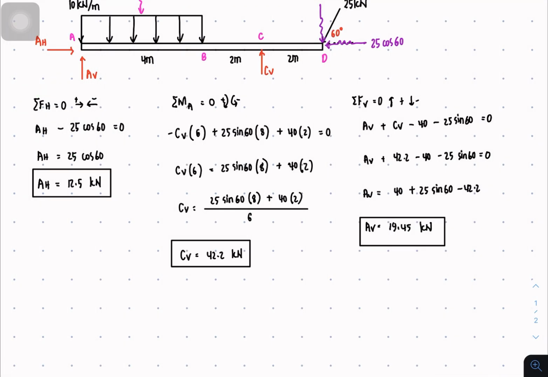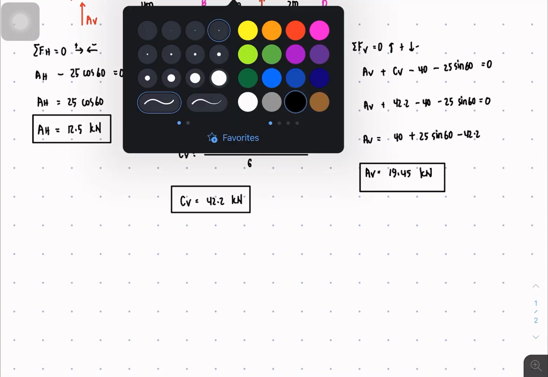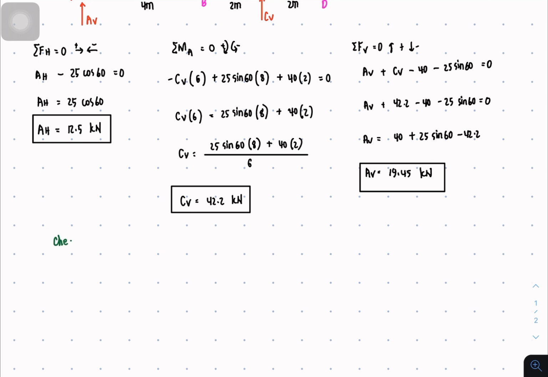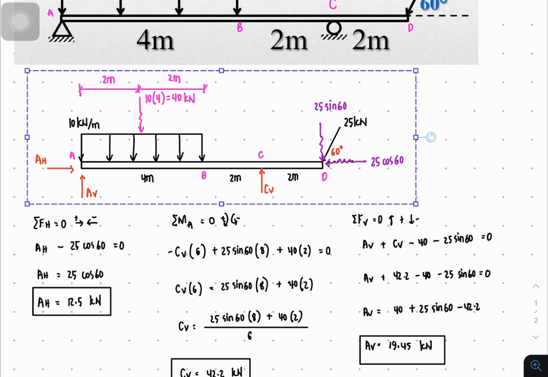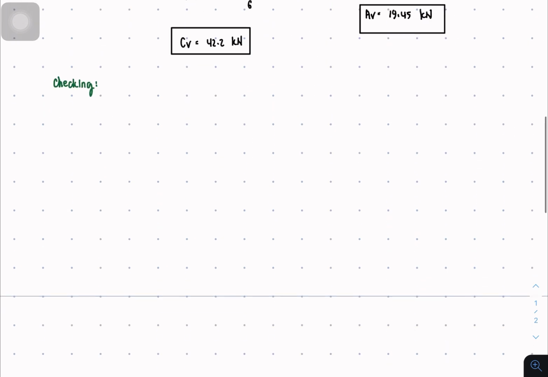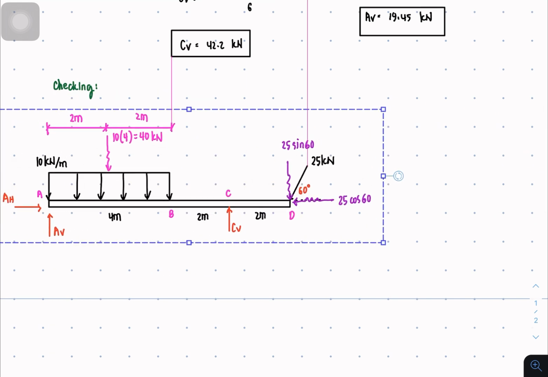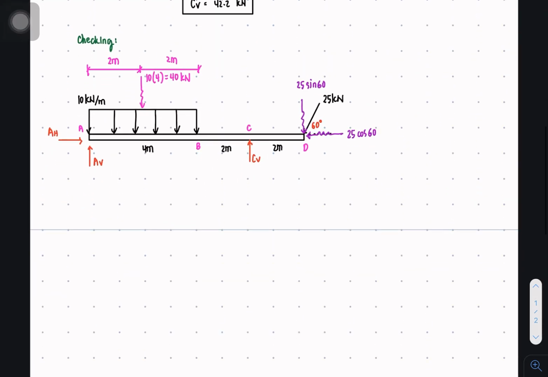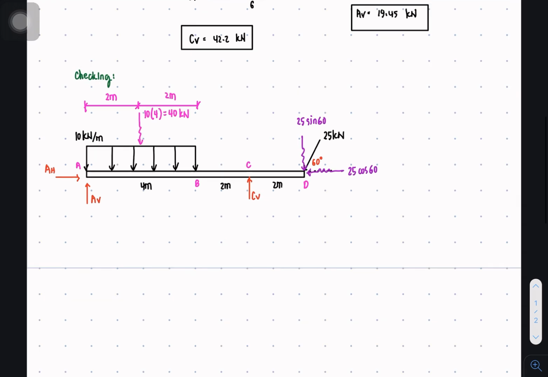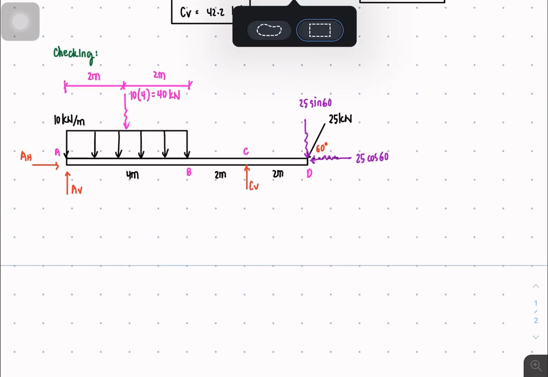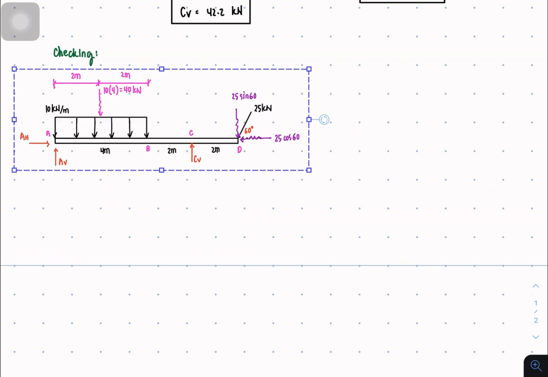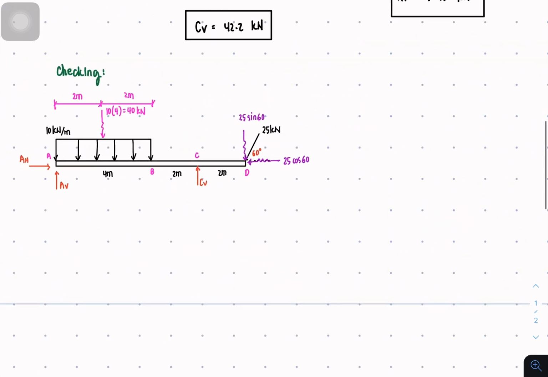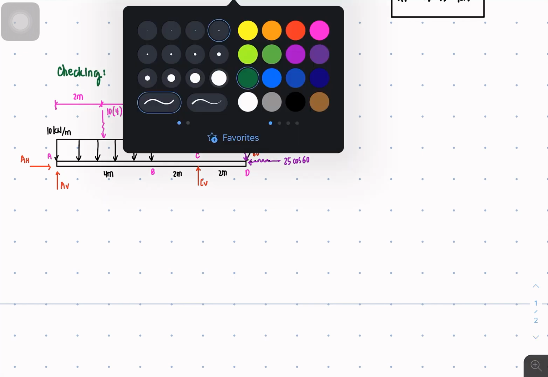So let's check whether our answer is correct or not. So let's do the checking. By the way, I just like to move or copy this one because it's quite far now from my screen. I cannot see anything anymore. So also let's make this a little bit cuter. Okay, so we have to check.